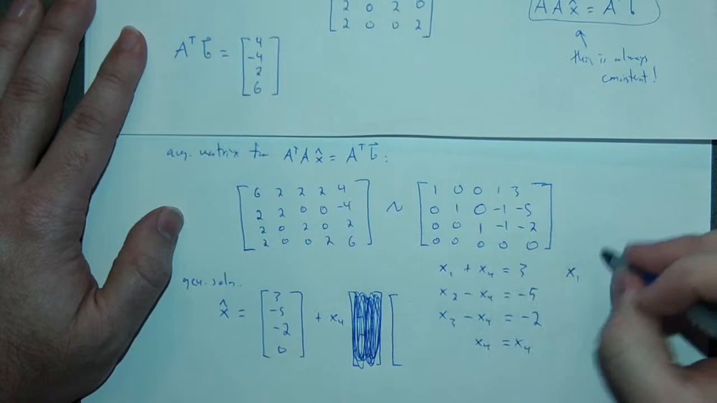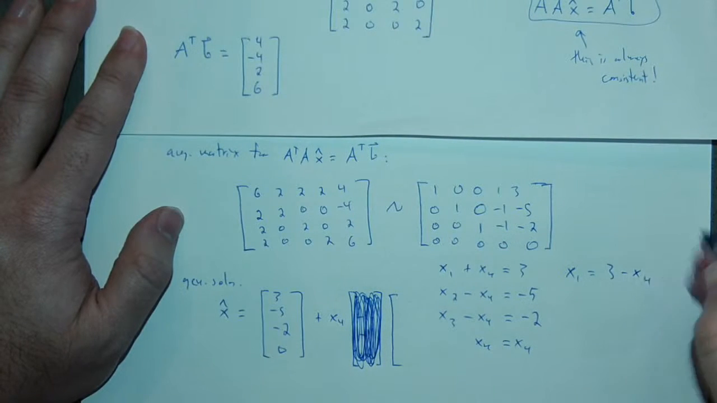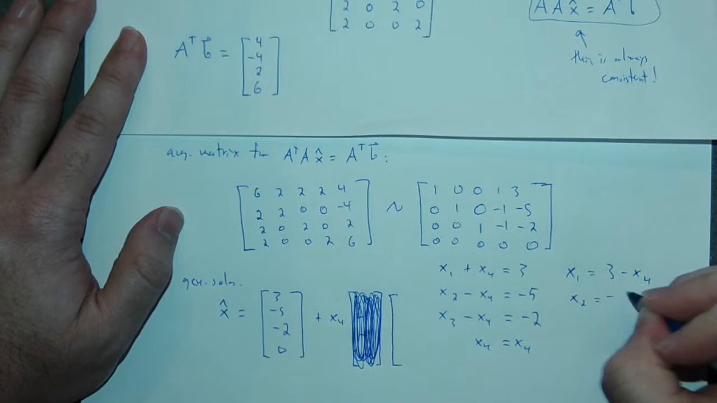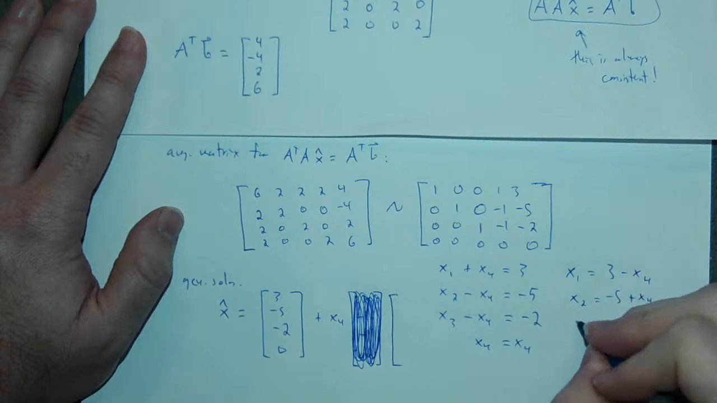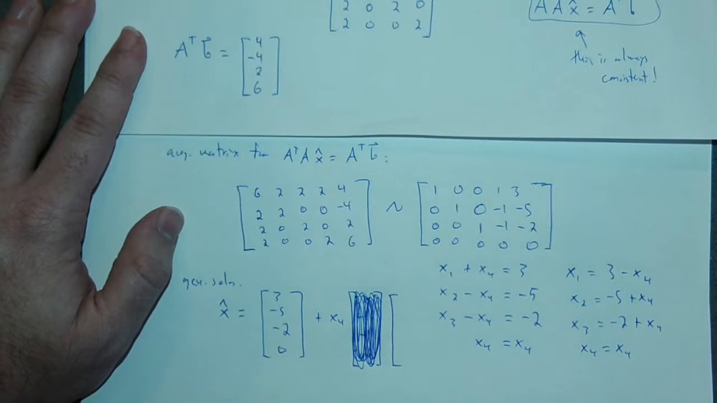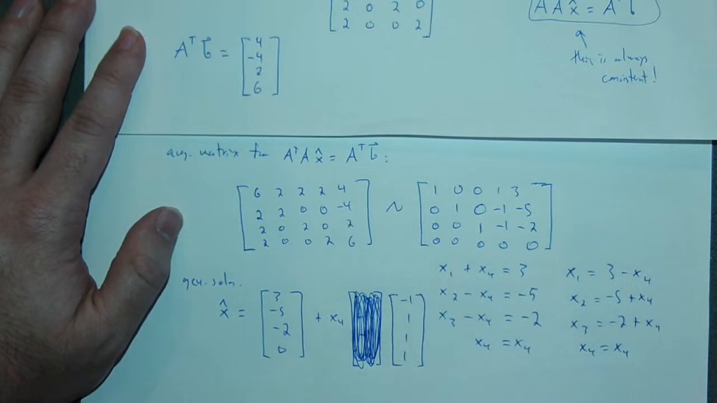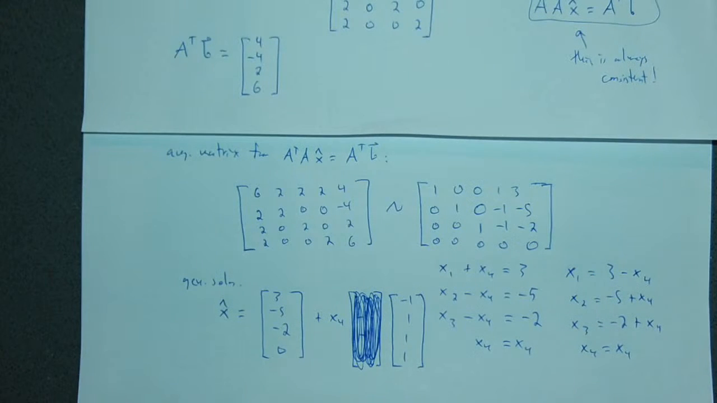So x sub 1 is, here, we'll write this out like this. So this is 3 minus x sub 4, and x sub 2 is minus 5 plus x sub 4, and x sub 3 is minus 2 plus x sub 4, and then x sub 4 is free, it's equal to itself. There we go. So minus 1, 1, 1, 1. Okay, now we're right. Okay, all right, so there's my general solution.